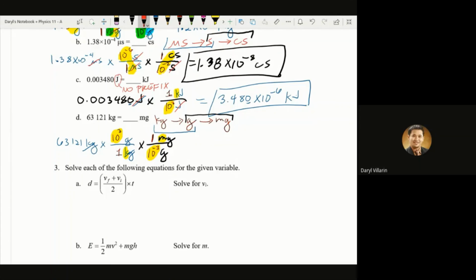And then if you're gonna multiply these two, gram is canceled out. So final answer should contain the same number of significant digits, but in scientific notation. So this is 6.3121 times 10 to the power of 10 milligram.